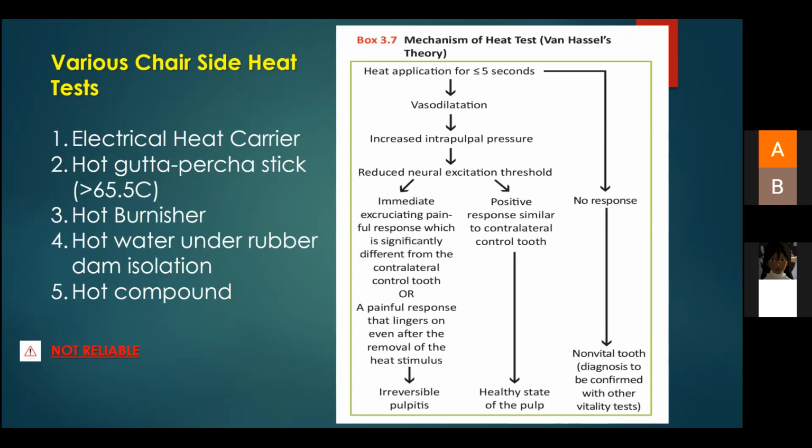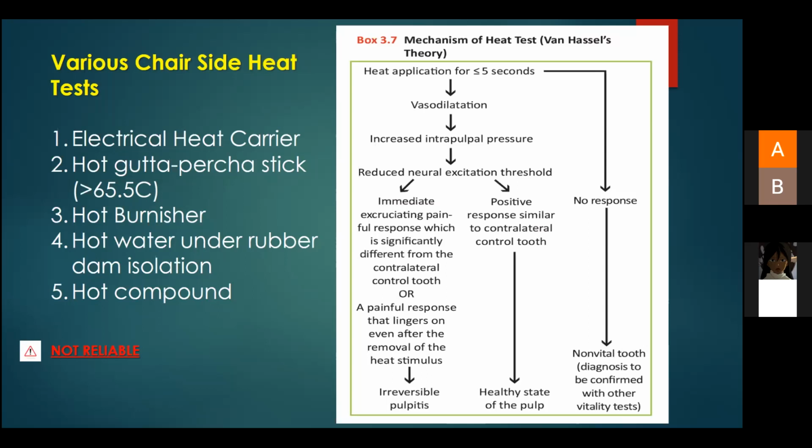Then it can give you 3 types of response. If the patient is having immediate pain, excruciating pain, that you have just touched the gutta percha stick or the electric heat carrier, and he's giving you a major response, and the response does not even go off after you remove that stimulus, it stays there, it lingers for a particular amount of time, you can there and then suspect irreversible pulpitis.